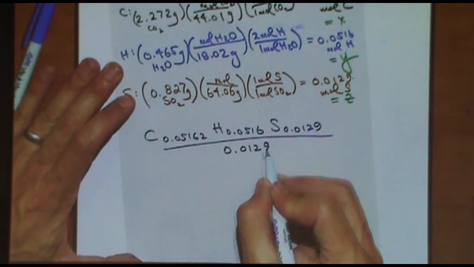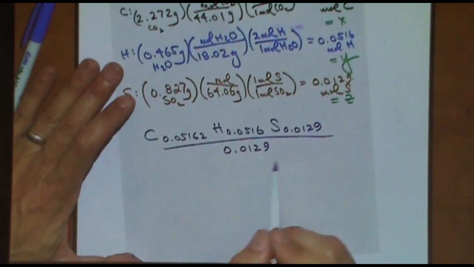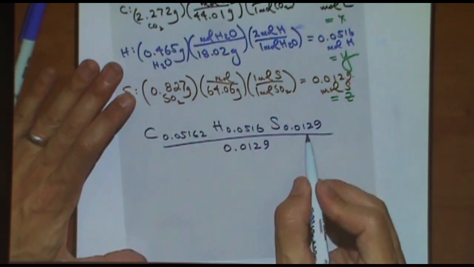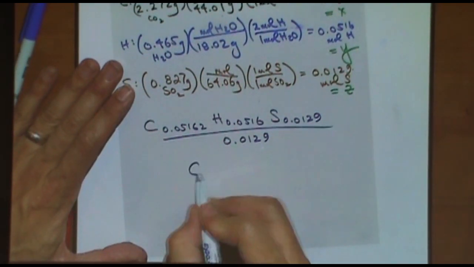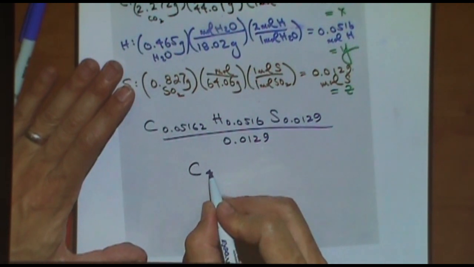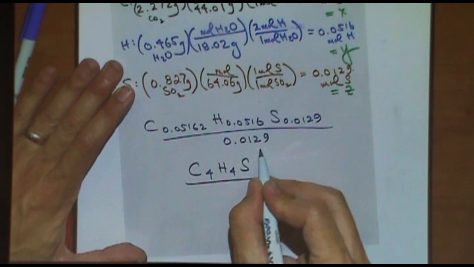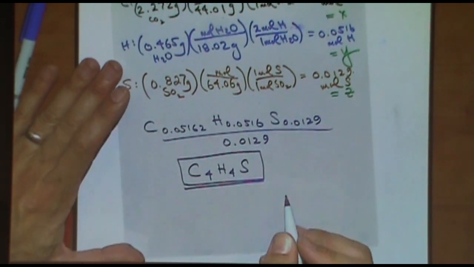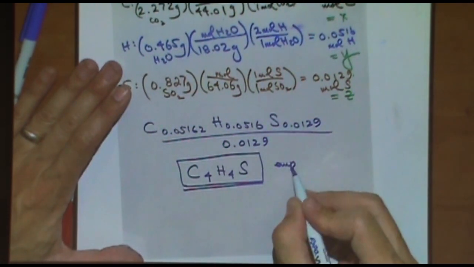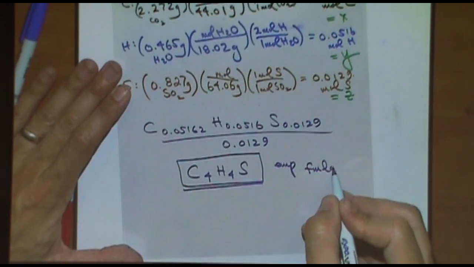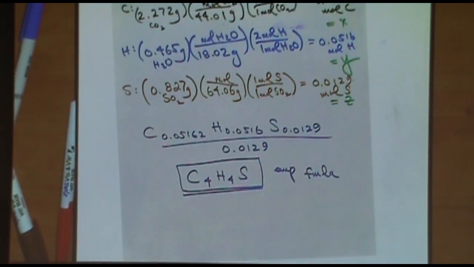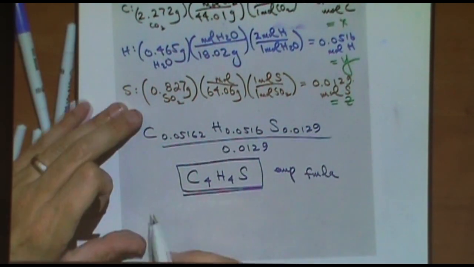That is sometimes difficult to discern for some people, so make sure you can determine which number is the smallest. It's this one with the sulfur. If you do that and round to the nearest whole number, you'll get this. This is the empirical formula. Okay? Now for the next part, I want to do the molecular formula.